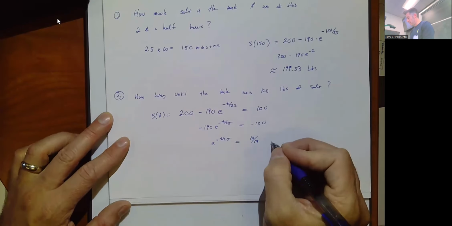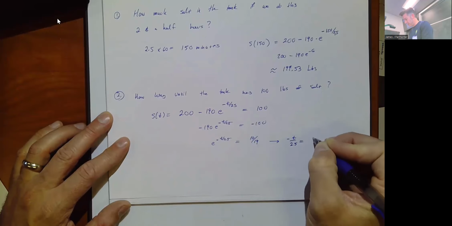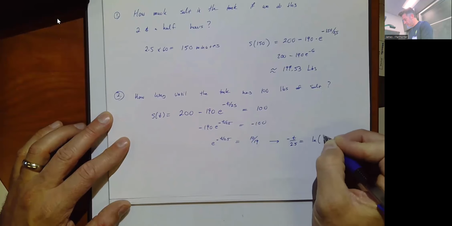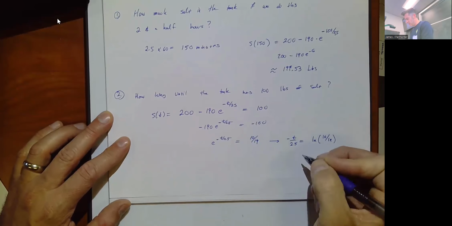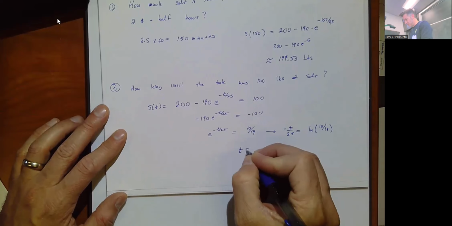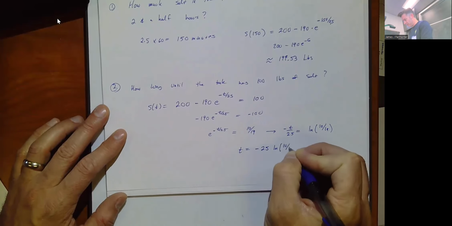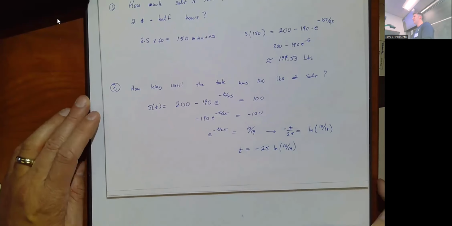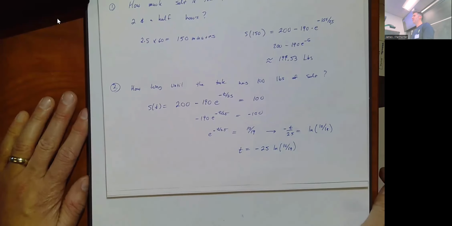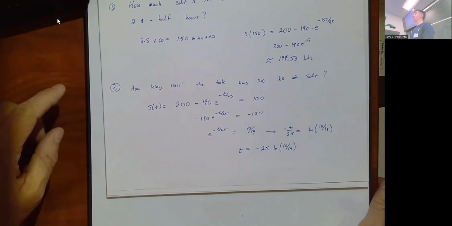Take the natural log of both sides. So that negative t over 25 equals the natural log of 10 over 19. And then multiply both sides by negative 25. So t is equal to negative 25 times the natural log of 10 over 19. Am I getting a negative time? That doesn't seem right.